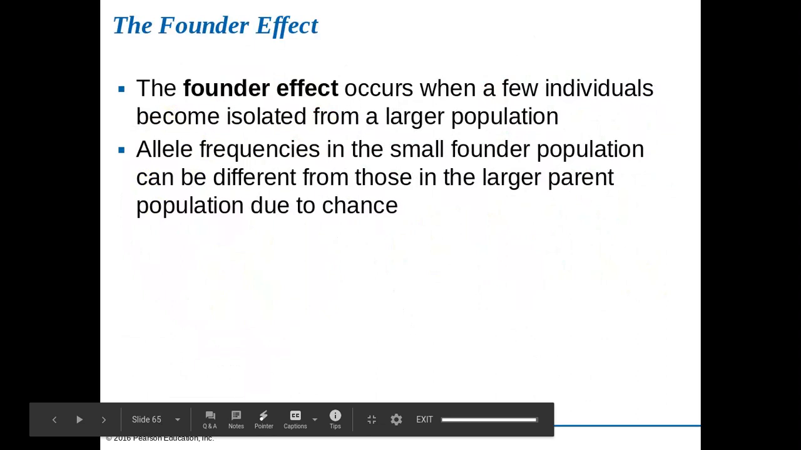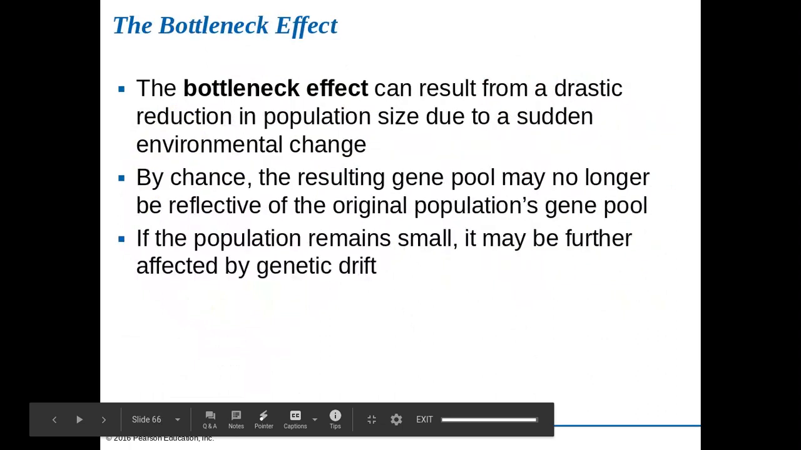The founder effect is a type of genetic drift that occurs when a few individuals become isolated from a larger population. So, in a sense, they found a new population. They're the founders. And typically, if they're breaking off and forming their own population, the alleles that are going to be available are the ones that they came into it with. So they typically tend to have allele frequencies that are different than those in the larger parent population, and it's just due to whoever made up that population.